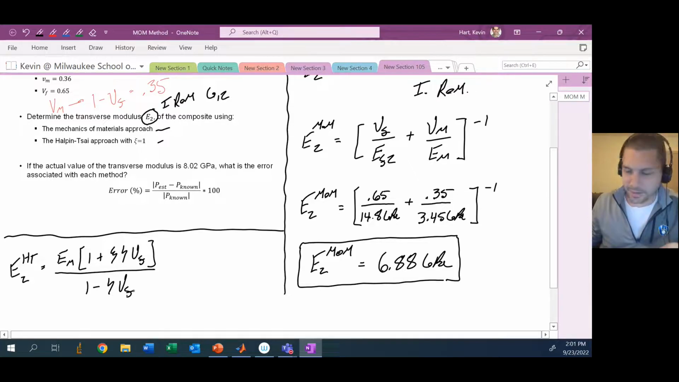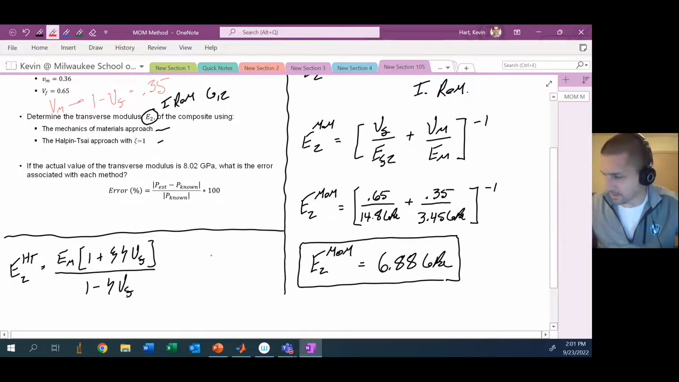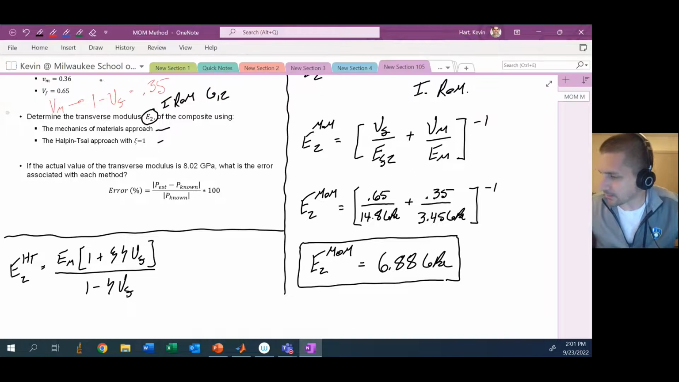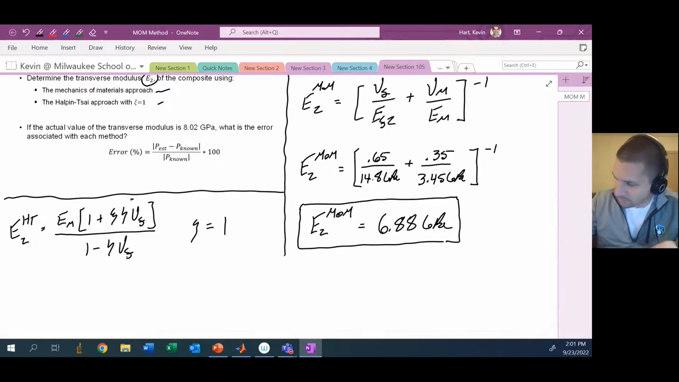So I already told in this problem the value of psi here. So we can just write straight away that our value of psi is equal to 1 for this problem, so that's nice. But we're still left with one unknown here, which is our value of eta.